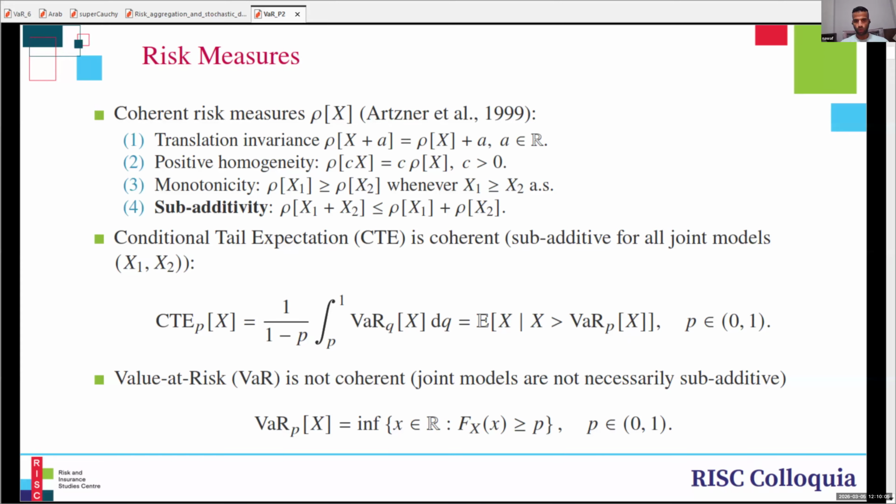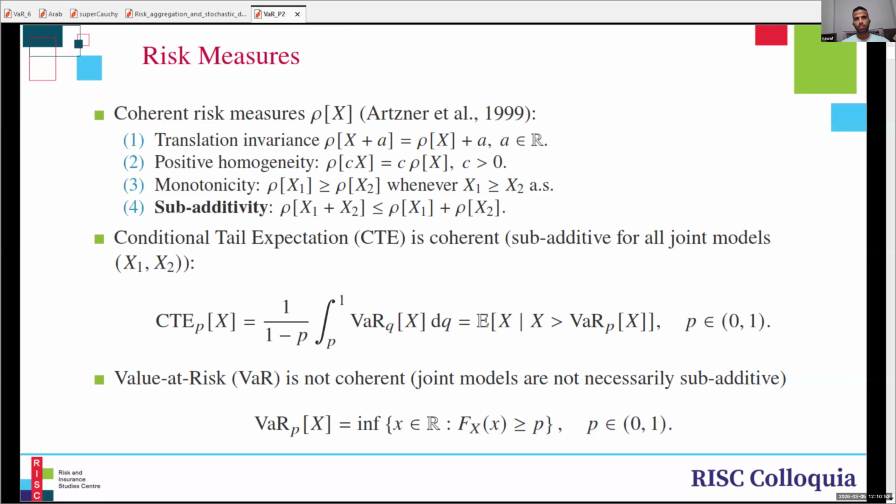If your random variable or the loss X is continuous, then we can write it compactly as the expected value of X given that X exceeds the value at risk. So this CTE, or conditional tail expectation, measure is coherent. There are numerous proofs proving its coherence: it's translation invariant, positive homogeneous, monotonic, and subadditive. And the nice thing, if you will, about the coherence of CTE is that it is subadditive for all models that we consider. So that means your losses, X1, X2, think of them as a joint model, then the conditional tail expectation is subadditive no matter what the model is.